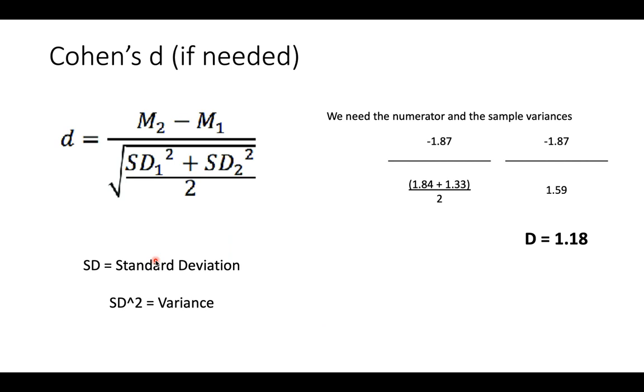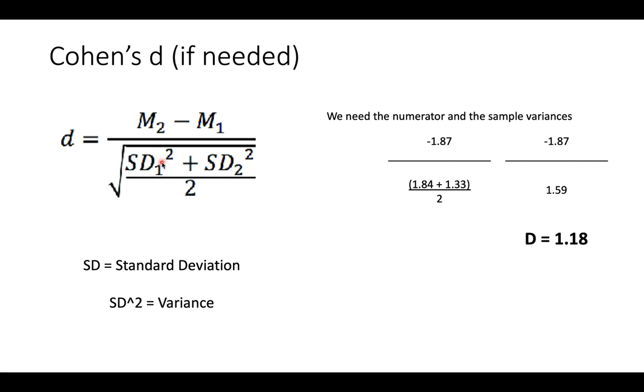Because we were significant, we need to calculate a Cohen's d effect size. Numerator is the same as our t-test numerator. Sorry, this is 2 minus 1, 1 minus 2. Just be consistent with whatever you did in the t-test. Doesn't technically matter, but just be consistent with which mean you put first and which mean you put second. So that's the same, negative 1.87 as our t-test.